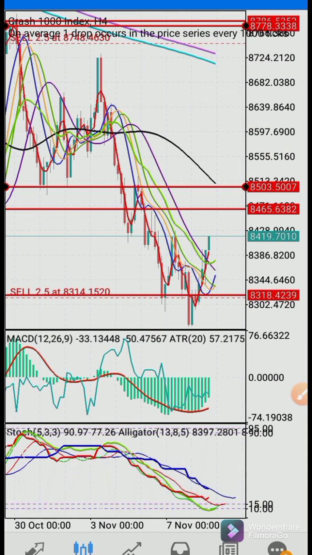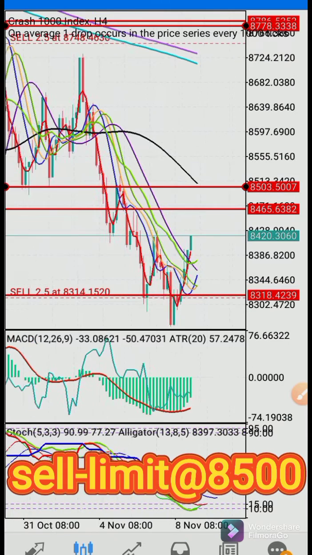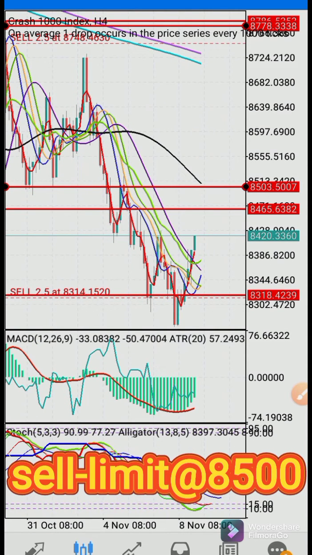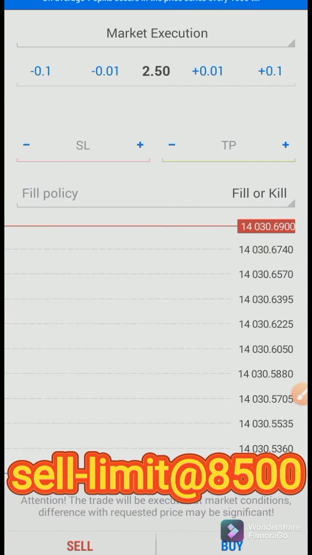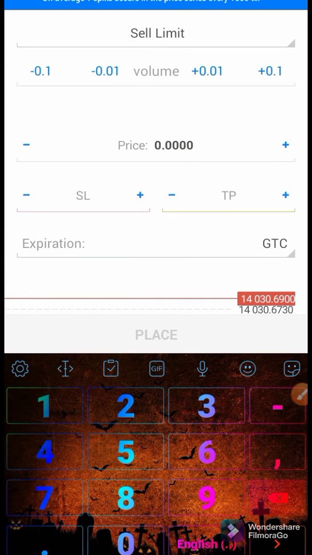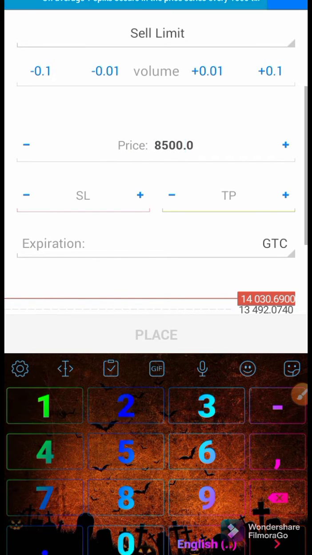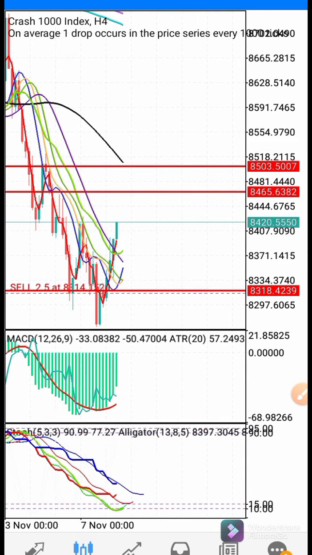Let me put it at the 85 level. Sell limit order on Crash 1000 at 8500. Okay, 8500.5.